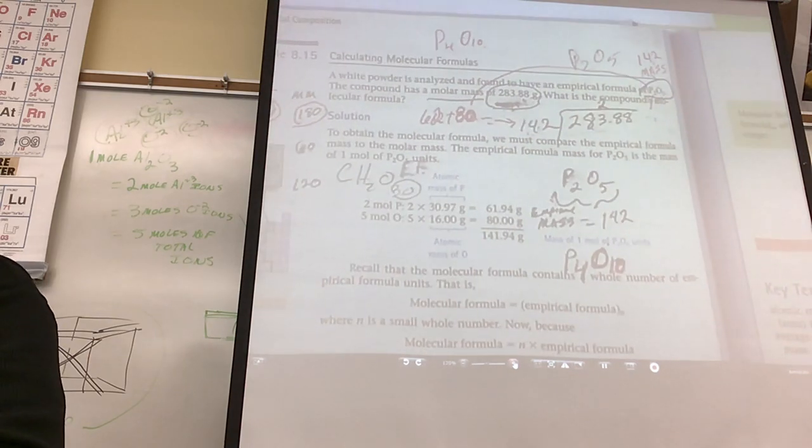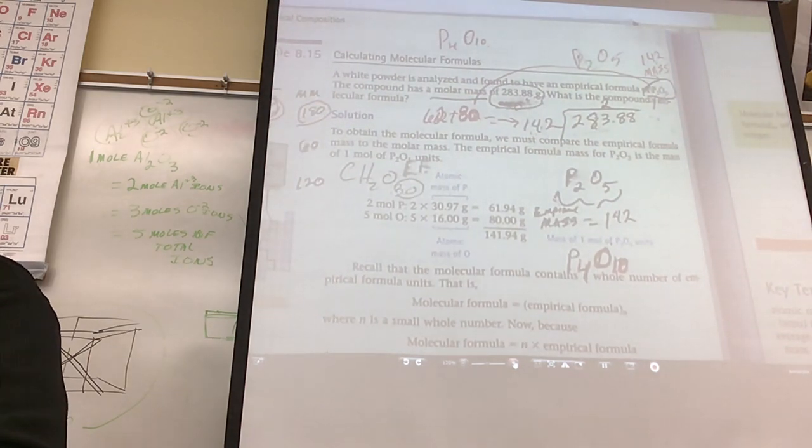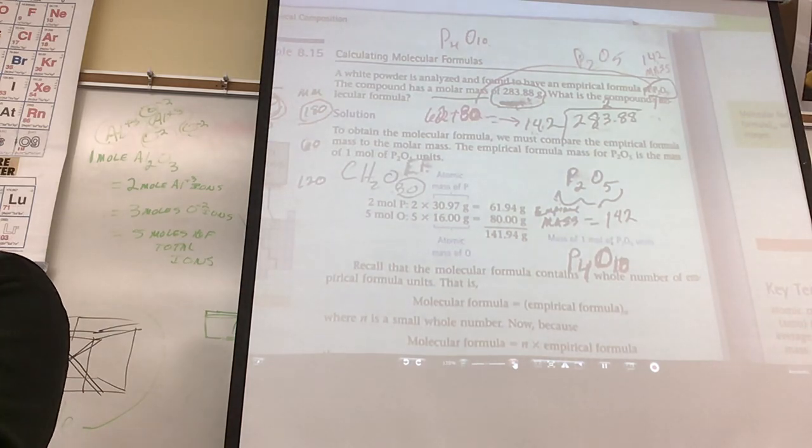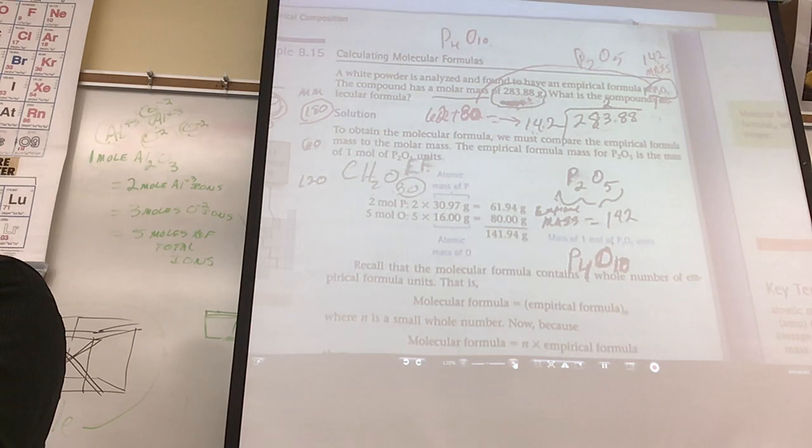A white powder was analyzed and found to have the empirical formula P2O5. Well, you're going to give me the empirical formula. I don't have to figure it out? Thanks. That's one thing I don't have to do. But then what does it say? Another test was done, and they found out that the molar mass. What's molar mass? How much it weighs. Molar mass is the mass of how much? 1 mole in grams, isn't it?